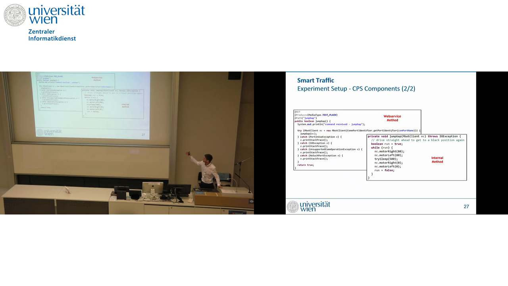So this is, in today's world, it's very easy to write a web service. This part is just the definition of the web service that is then running on some web server. And here is the internal method to control the physical car. Of course, it's a little bit more complex. We wrote a class here that controls the car, but generally it's a manageable complexity to design such a system. The question is, how can we make this system behave in an intelligent manner, of course.